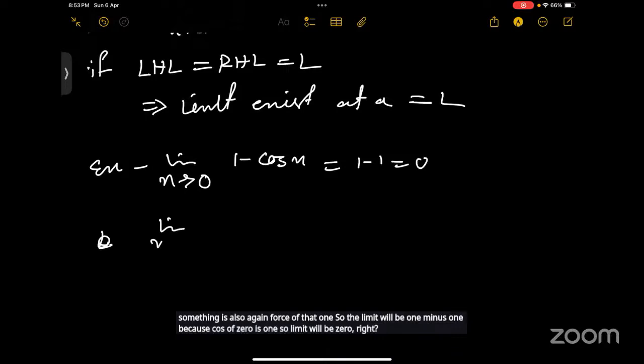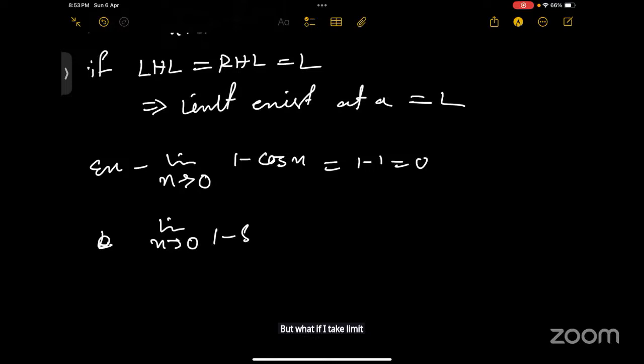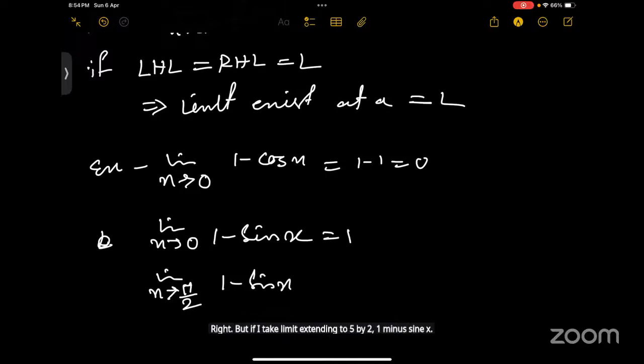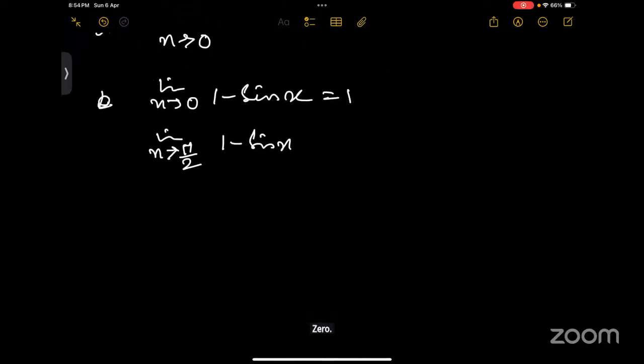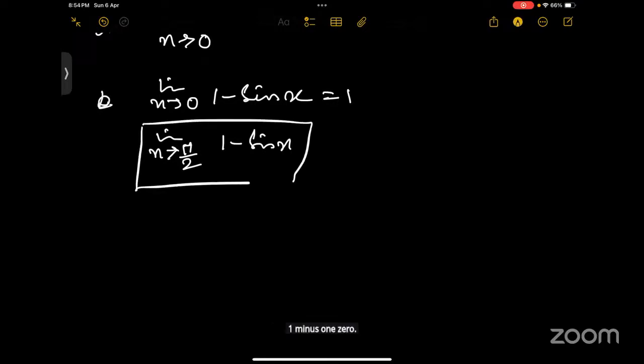But what if I take the limit as x tends to 0 of 1 minus sin x? What is the limit? 1. But if I take the limit as x tends to pi by 2 of 1 minus sin x, pi by 2 means 90 degrees, so 1 minus 1, that is 0.